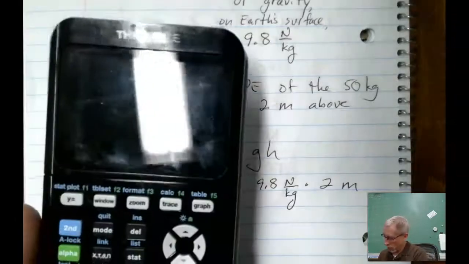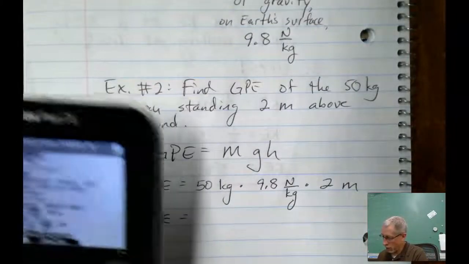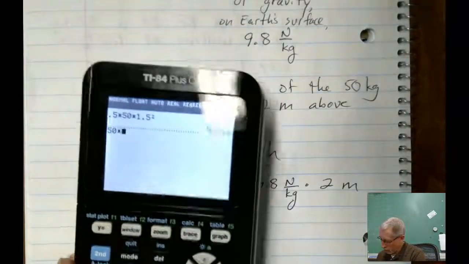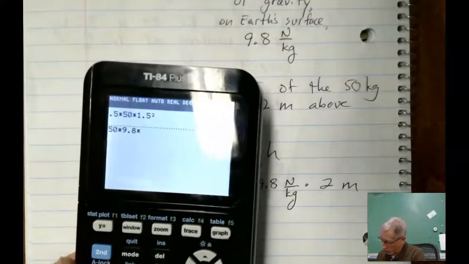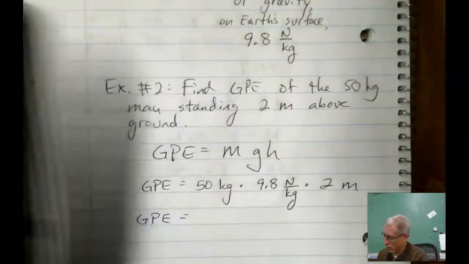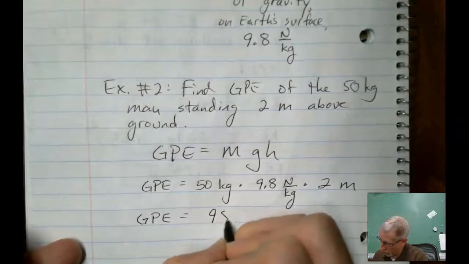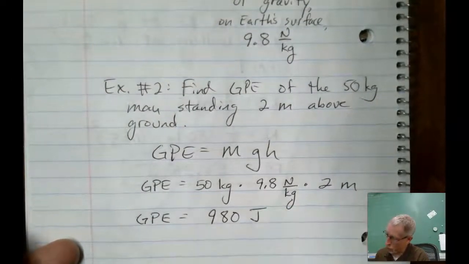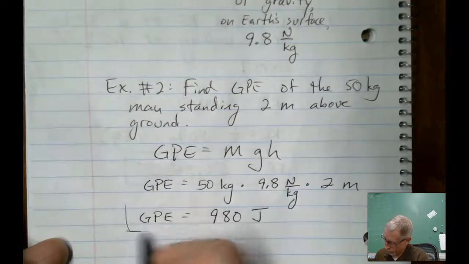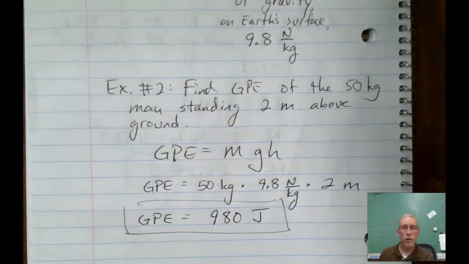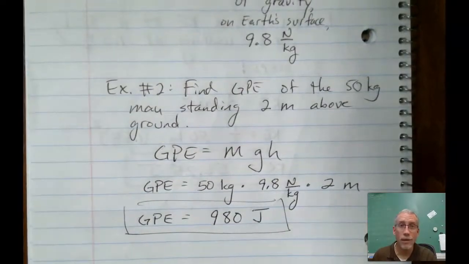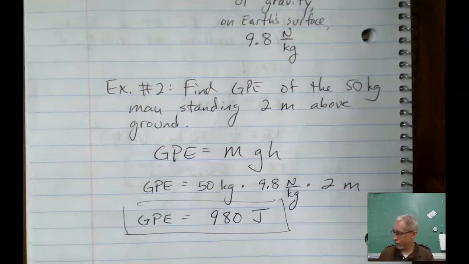And so I'll grab my calculator again. I'm going to multiply these. So 50 times 9.8 times 2 gives us 980 joules. Put a little box around it. Interesting. That's about 20 times as much energy as you have when you're walking. You can do more damage when you fall on something from 2 meters high, right?